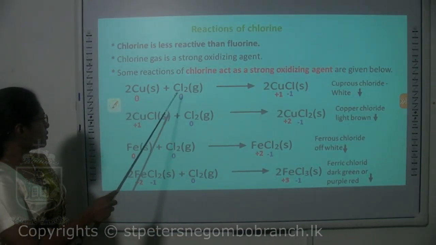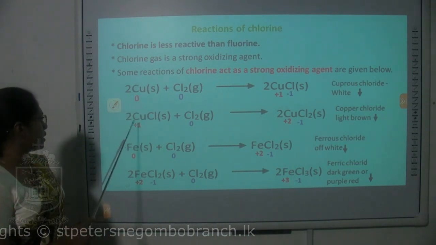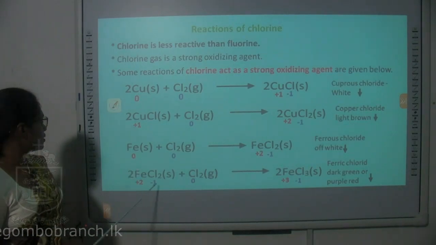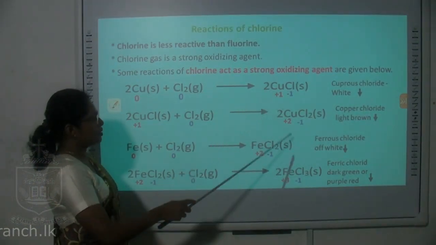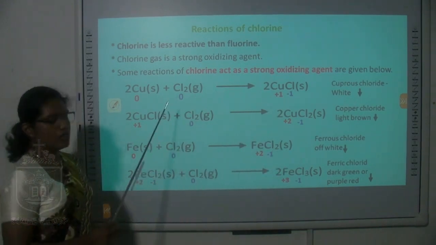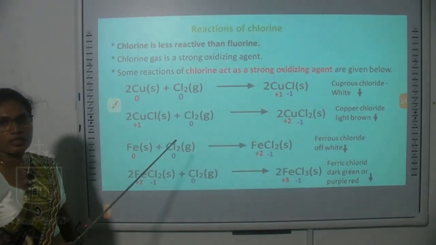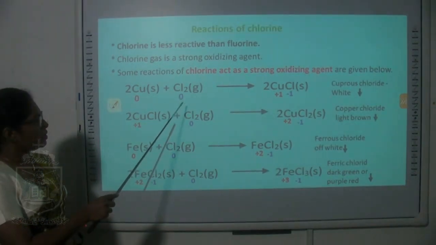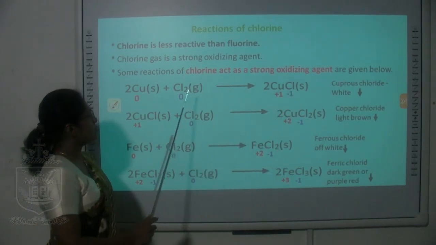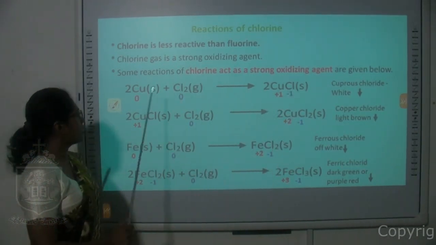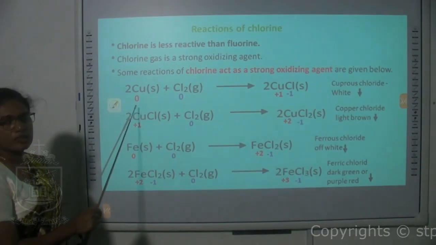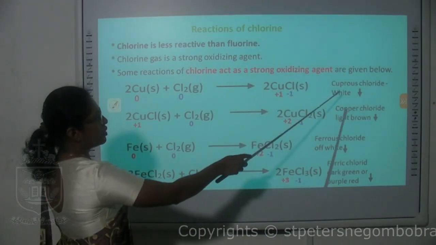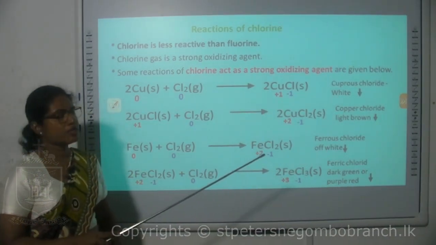Here, chlorine reacts with copper, ferrous and ferric chloride. If we check the products, here you can see how chlorine acts as an oxidizing agent. Here, chlorine has reduced from 0 to -1 and copper has oxidized from 0 to +1 and formed the cuprous chloride, that is a white precipitate.